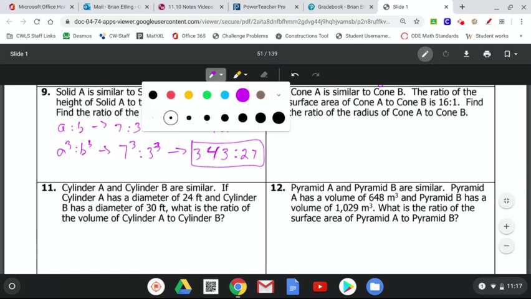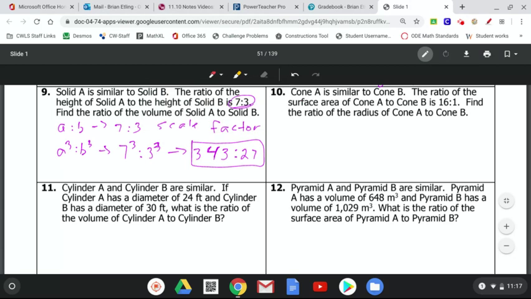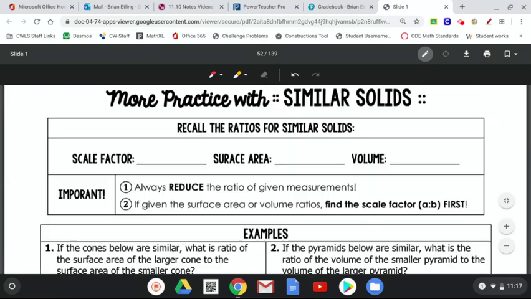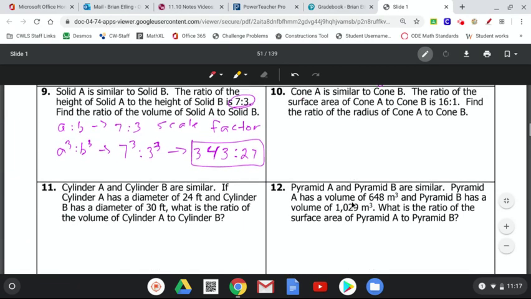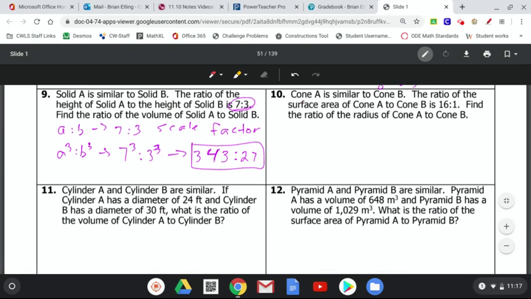So number 10 here. It says that for number 10, cone A is similar to cone B. The ratio of the surface area of cone A to cone B is 16 to 1. Okay, so our surface area ratio, which is A squared to B squared. So we know it's squared, and we know that it is 16 to 1.